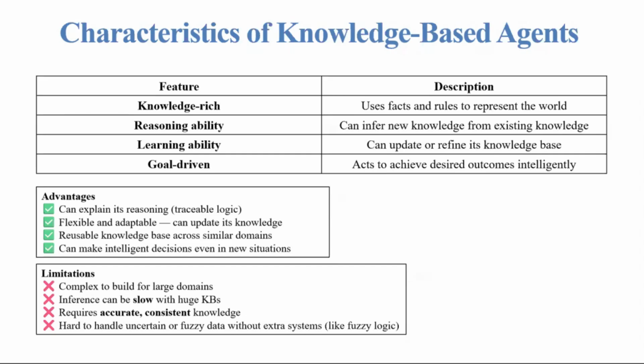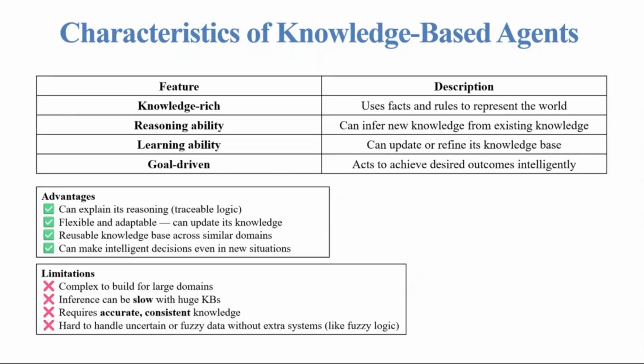The next limitation is that it is difficult to handle uncertainty. Real life is not always black and white. Sometimes information is incomplete or uncertain. For example, a patient has a mild fever. Does that definitely mean they have a viral infection? Not necessarily. Similarly, dark clouds may indicate rain, but sometimes it never rains.